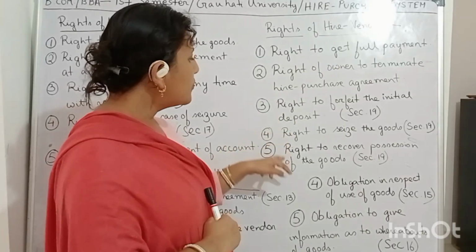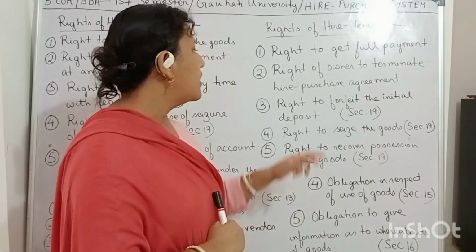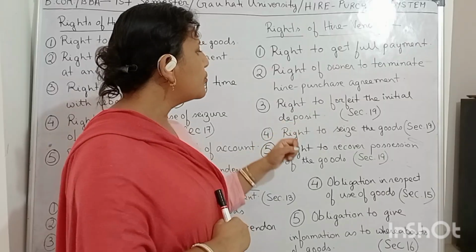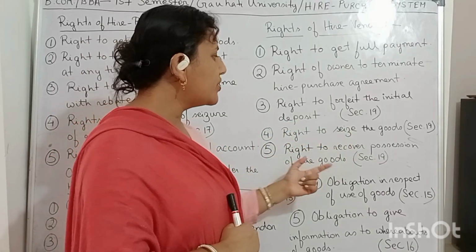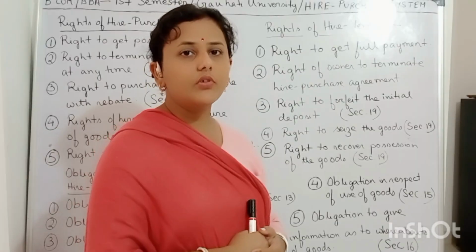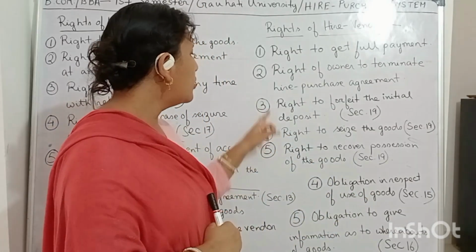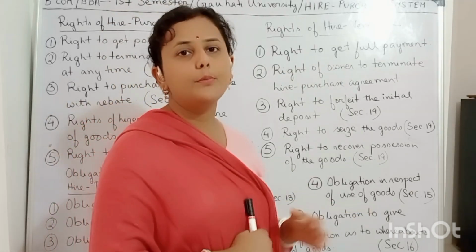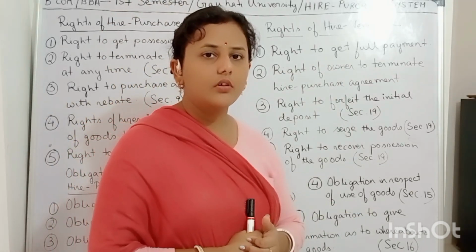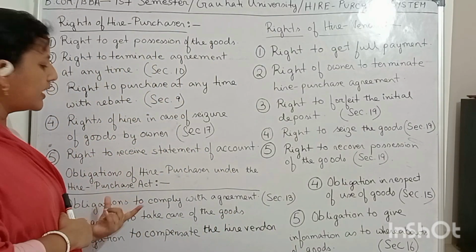So all these 3 points come under section 19 of the Hire Purchase Act: right to forfeit the initial deposit, right to seize the goods, right to recover possession of the goods, on termination of the hire purchase agreement. Termination means end of the hire purchase agreement. Got it? Now come to the obligations of hire purchaser under the Hire Purchase Act.